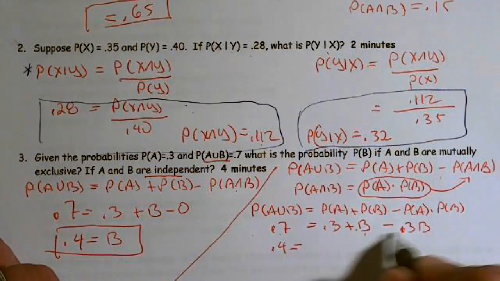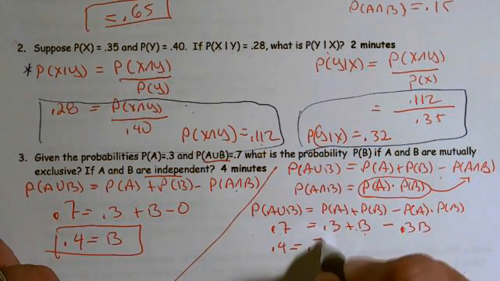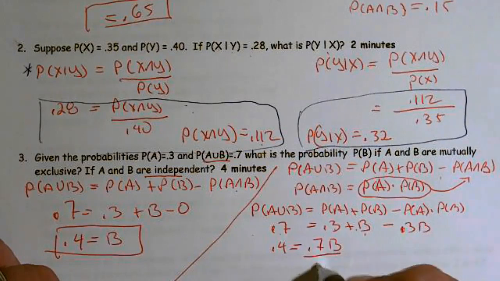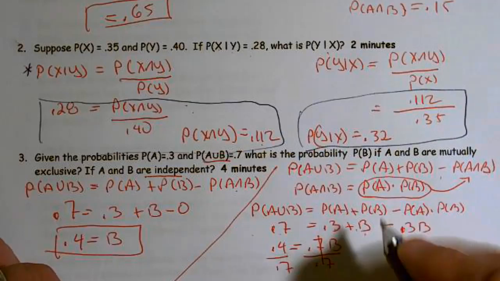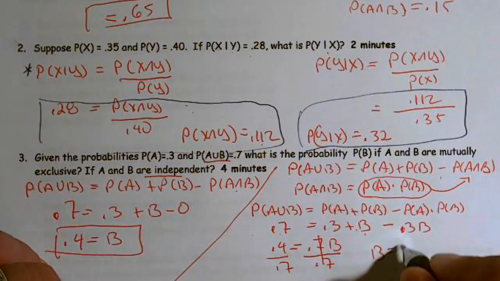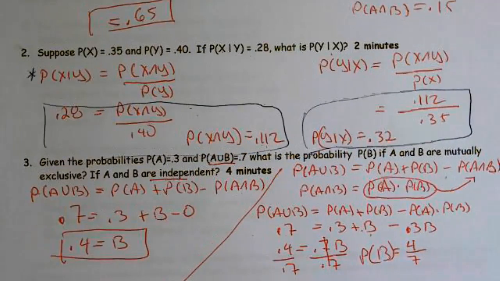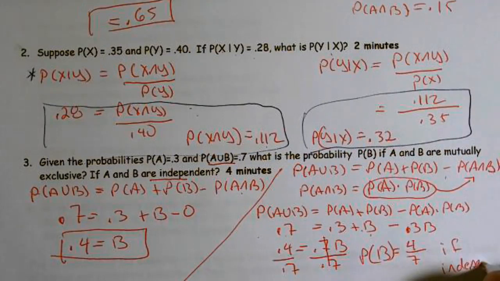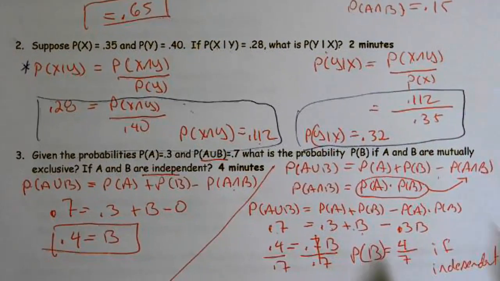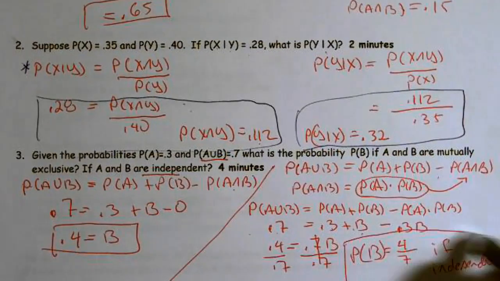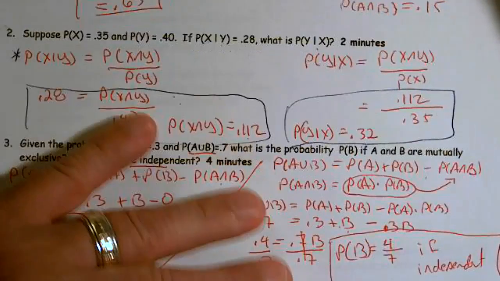And if I have 1B minus 0.3B, I end up with 0.7B. I divide both sides by 0.7. This goes away, and I end up with the probability of B equals 4/7. All right, and I would need to write the probability of B equals 4/7 if independent. Please put those labels on there. We're not taking off points on this, but it could help you, or could hurt you in the long run. So please make sure you're labeling that.